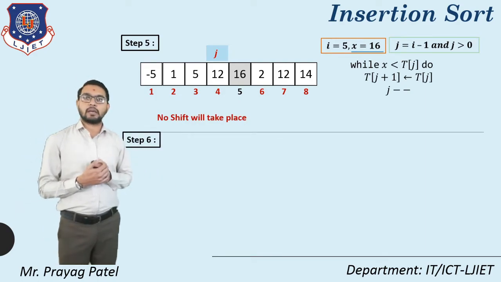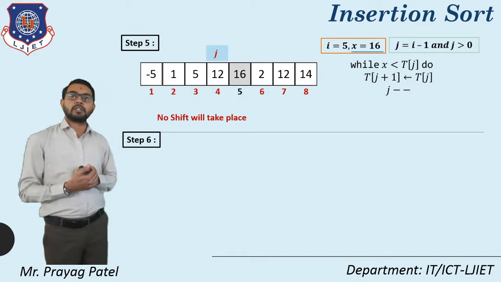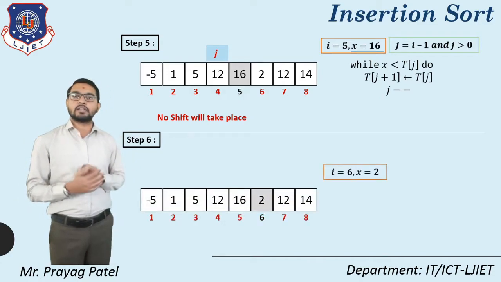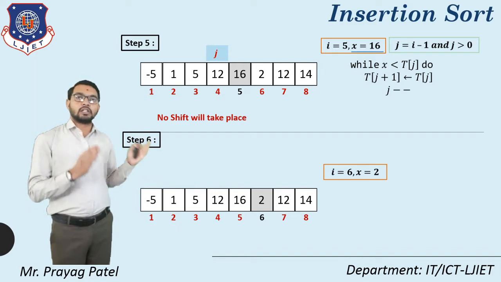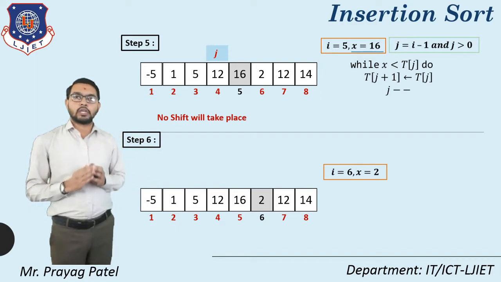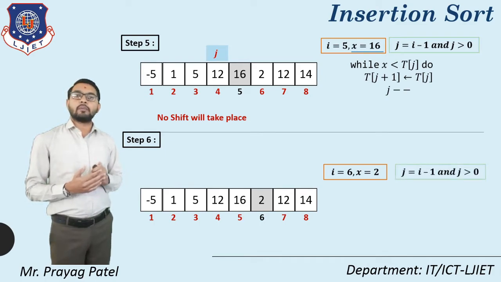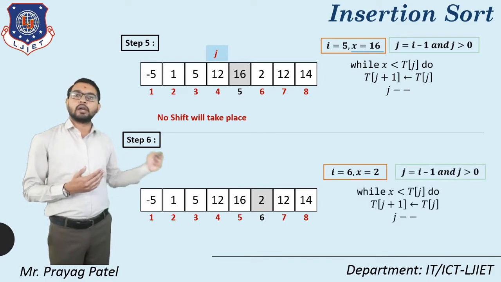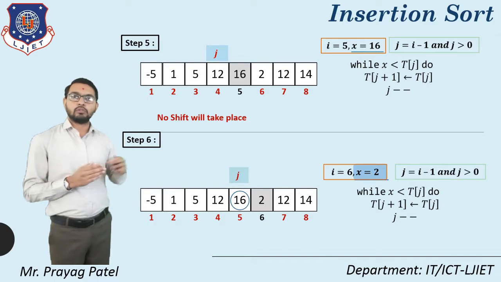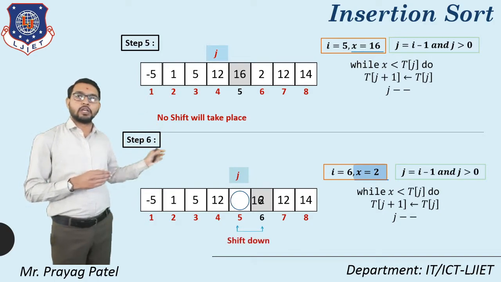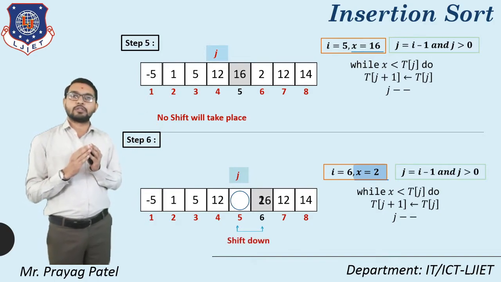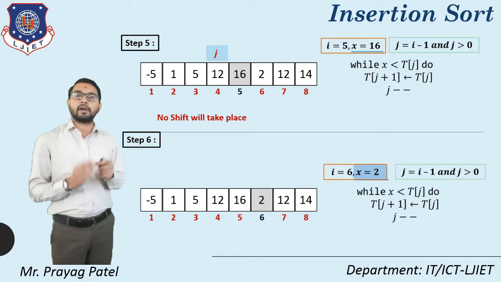Now consider the next step, step number 6. In step number 6, consider the first 5 values as a sorted list. Now consider the next location as i equal to 6, meaning x equal to 2. j equal to i minus 1 and j greater than 0, and also consider the while loop. Now what is the value of j? Value of j equal to 5. So a[j] equal to 16, then consider the value 16 at location number 5.